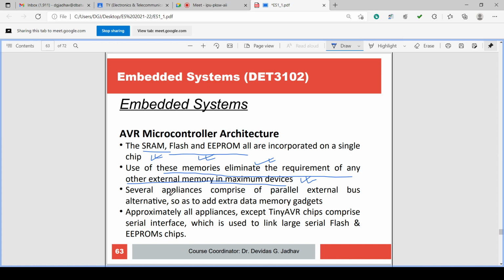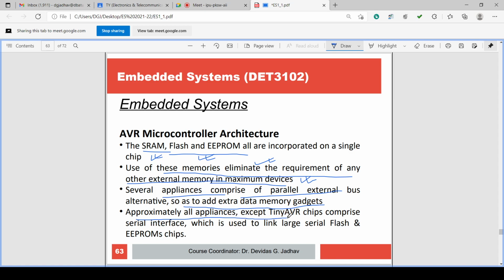Several appliances comprise parallel external bus alternatives so as to add extra data memory gadgets. Parallel external bus alternative is there. So in several applications, we can add extra data memory gadgets.